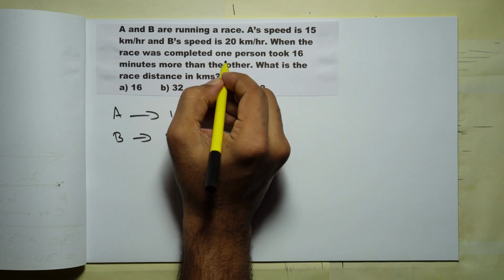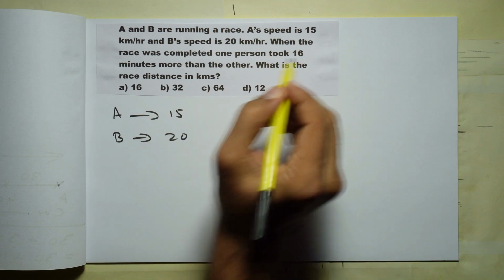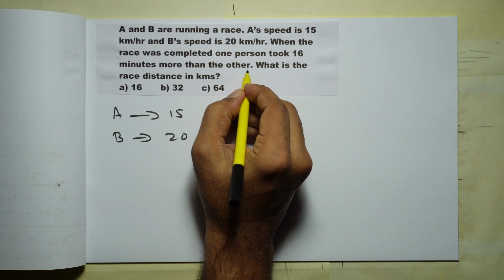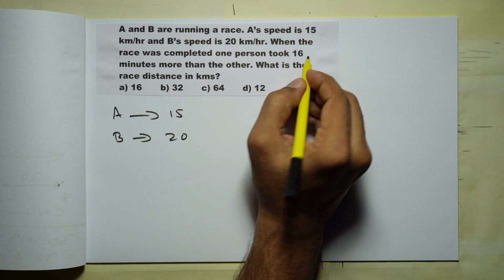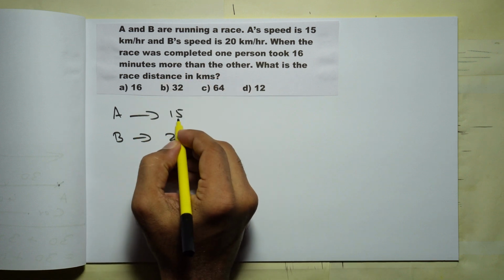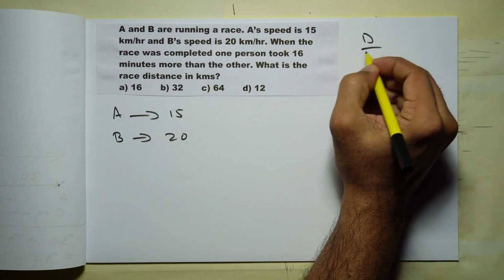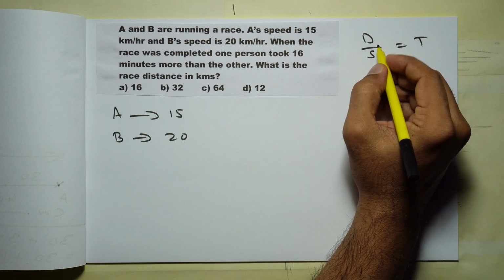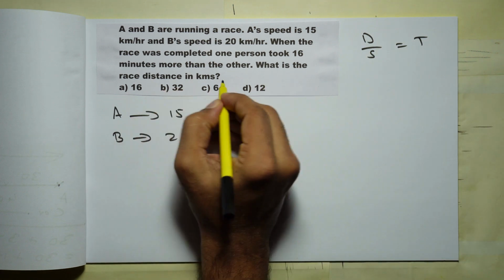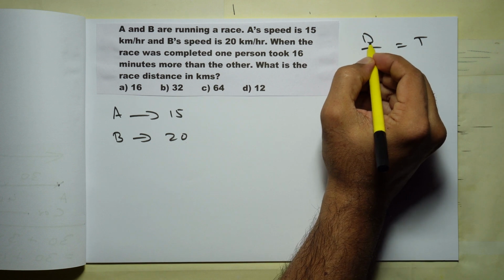When the race was completed, one person took 16 minutes more than the other. So what is the race distance? So obviously the person who took 16 minutes more should be A. Now the basic formula is distance by speed gives you time. So we'll just substitute into this formula. Now what is the race distance? So D is what we need to find out.